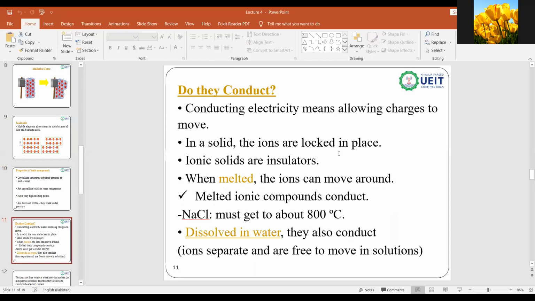Do they conduct electricity? Yes, of course. Conducting electricity means allowing charges to move. In a solid, the ions are locked in place. Ionic solids are insulators. When melted, the ions can move around.